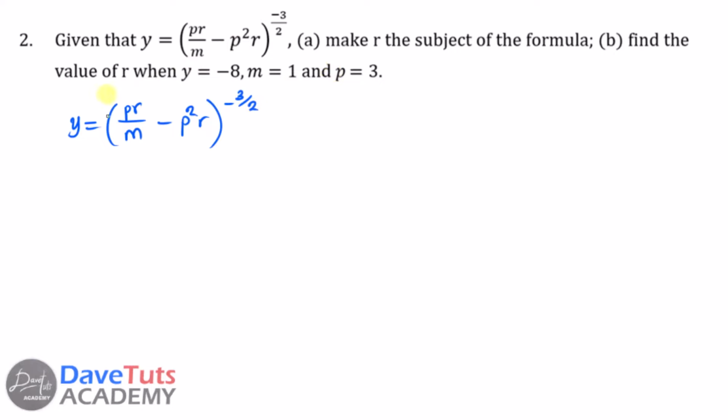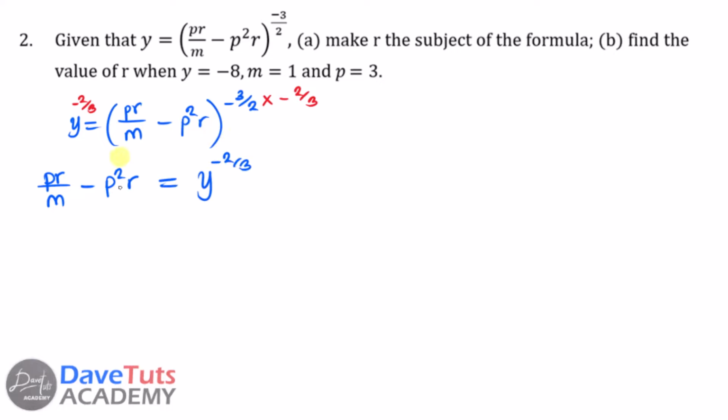For that, first and foremost, I would want to raise both sides to the power of minus 2 over 3, the inverse of this. So here I'm multiplying the power by minus 2 over 3, and y will also be raised to minus 2 over 3. Okay, so we are going to have pr over m minus p square r, the power had been taken care of, is equal to y raised to power minus 2 over 3.